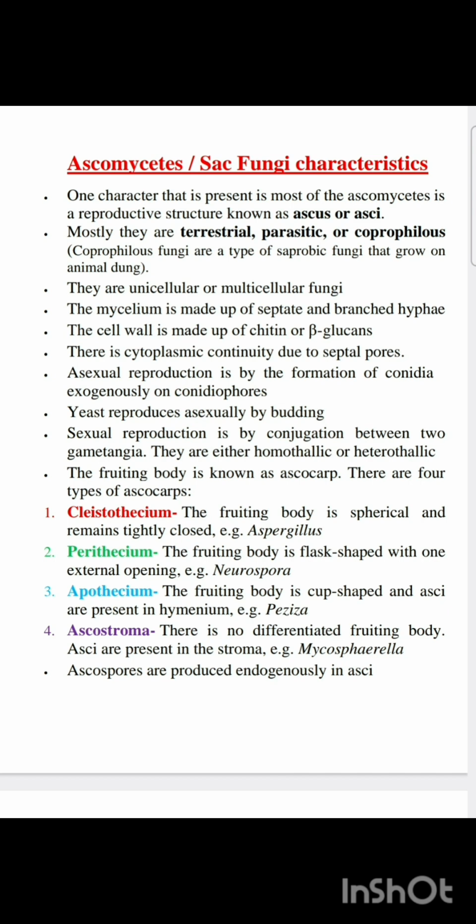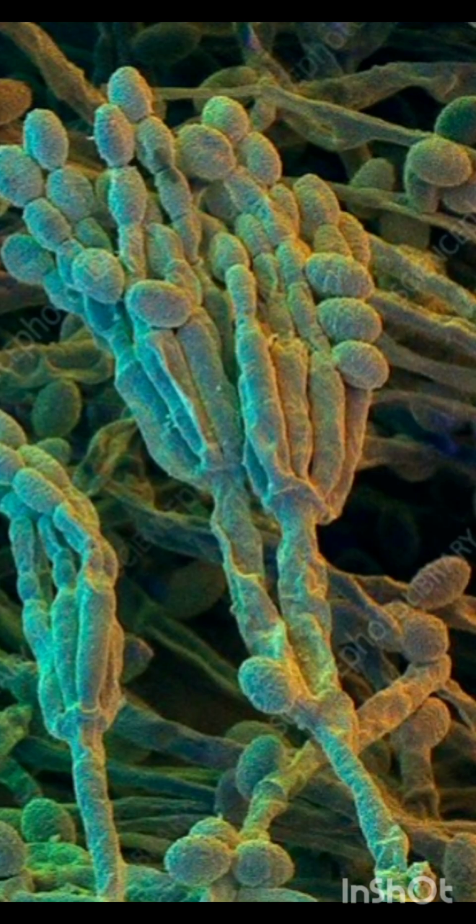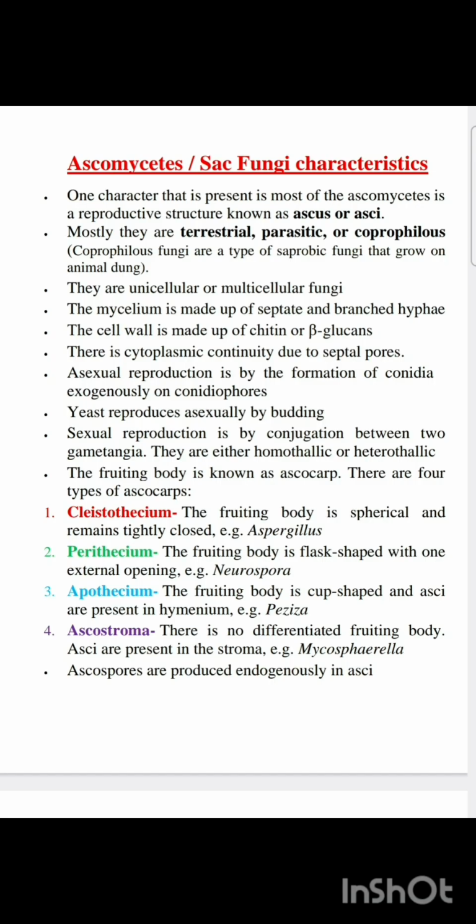The cell wall is made up of chitin or beta glucans. There is cytoplasmic continuity due to septal pores. There is a pore present between septa, so there is cytoplasmic continuity between these septal pores. Asexual reproduction is by the formation of conidia, which are produced exogenously on conidiophores.